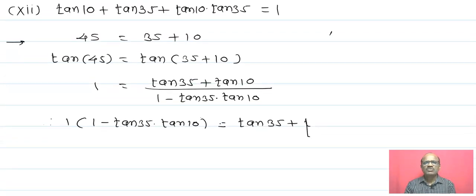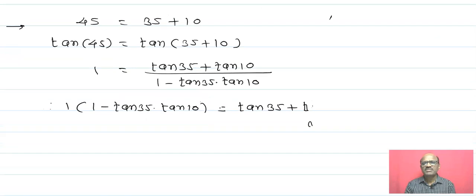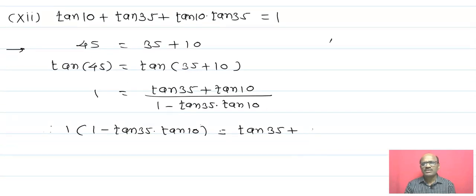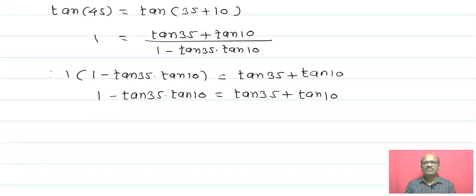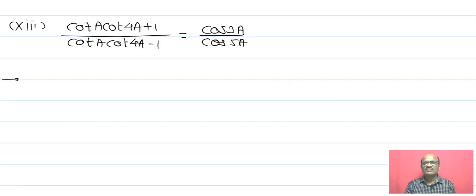Therefore, take tan ratio on both sides. Therefore, tan of 45 is equal to tan of 35 plus 10. Again, tan of A plus B is equal to tan A plus tan B upon 1 minus tan A into tan B. Now, simplify this. The denominator from the right hand side goes to the left hand side. It is multiplied with that 1. Therefore, it becomes 1 minus tan of 35 into tan 10 is equal to tan of 35 plus tan 10, and that's why our result is tan 10 plus tan 35 plus tan of 35 into tan 10 is equal to 1.